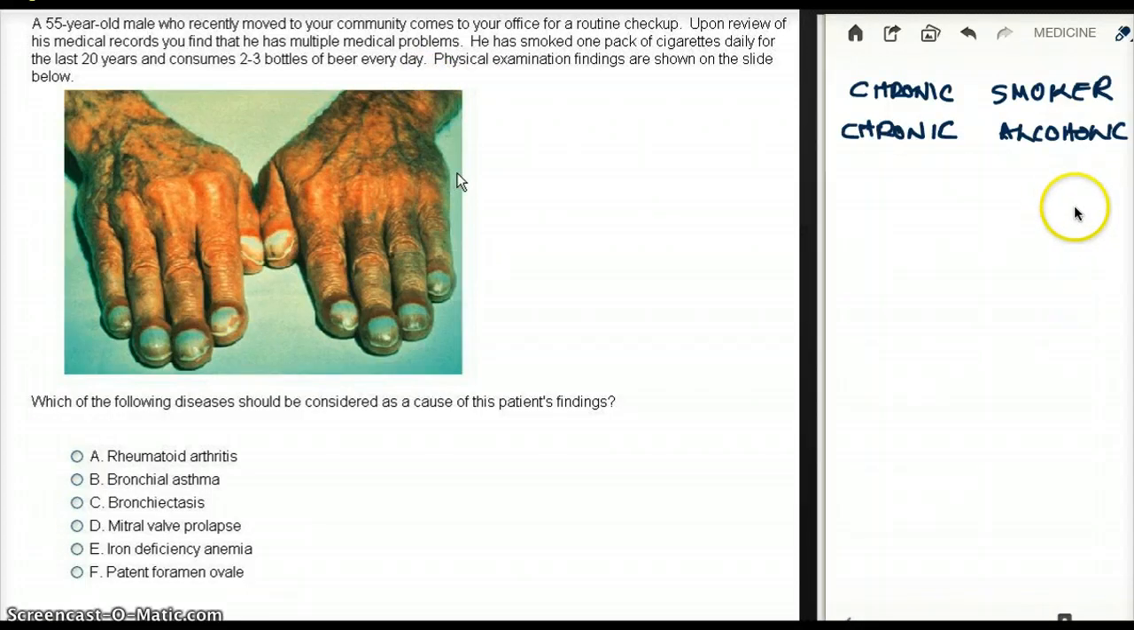Now let's look at the physical findings. Physical exam findings are shown on the slide below. Which of the following diseases should be considered as a cause of this patient's findings? Okay, and we have A to F choices. So what exactly do we see on physical exam?